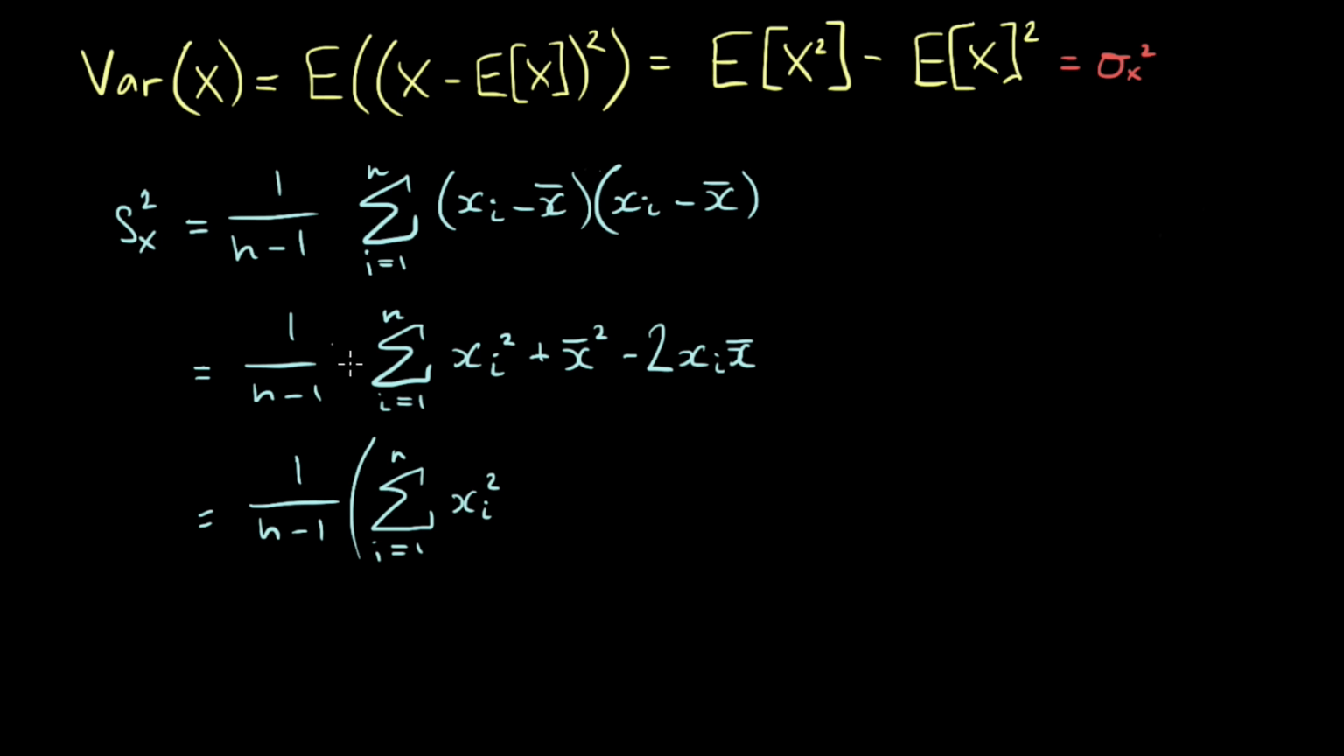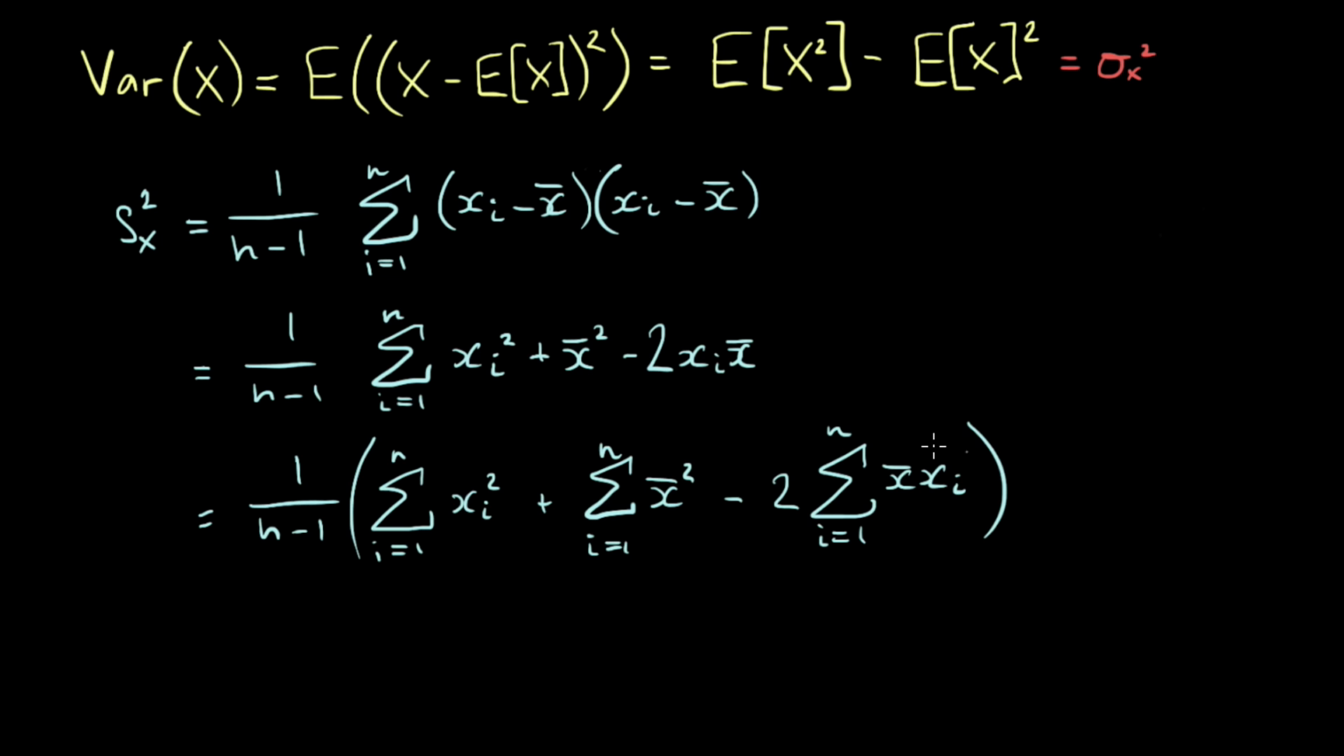And the next term is going to be, just applying the same sum to the second term here, the sum from i equals 1 to n of x bar squared. And we're going to have a third sum. We're going to take minus 2 at the front. We're going to have minus 2 times the sum from i equals 1 to n, just the same sum applying to each of the terms, of x bar times xi.